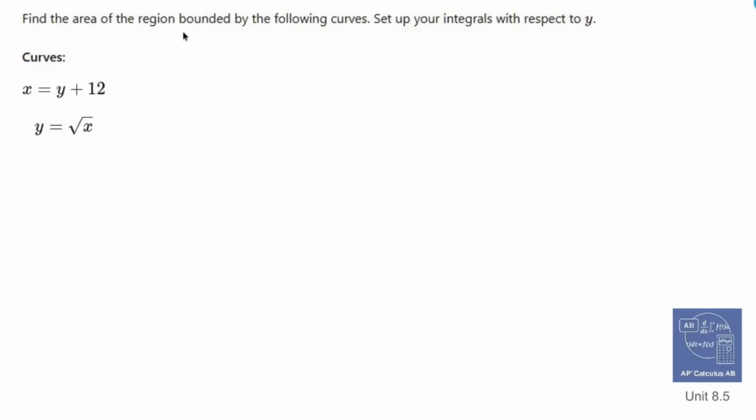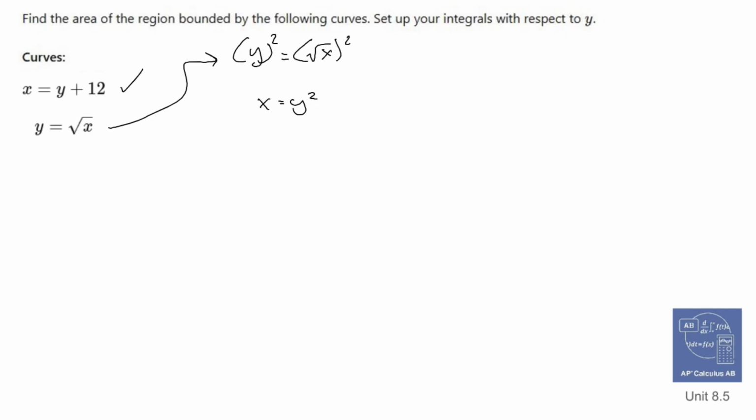Find the area of the region bounded by the following curves. Set up your integrals with respect to y, which means we have to have these as x equals something. In order to make that x equals something, I have y equals the square root of x. No big deal. Let's just square both sides, and that gets us x equals y squared.